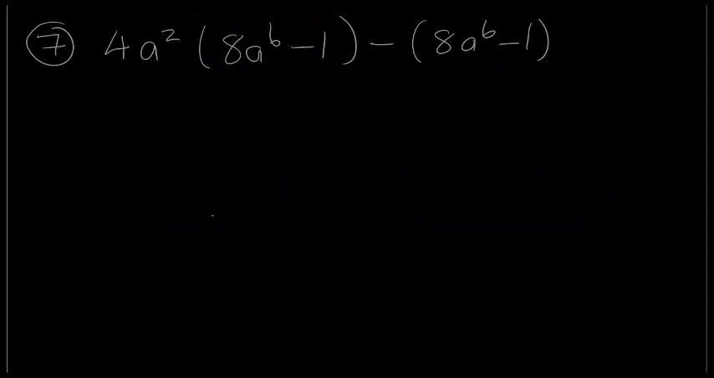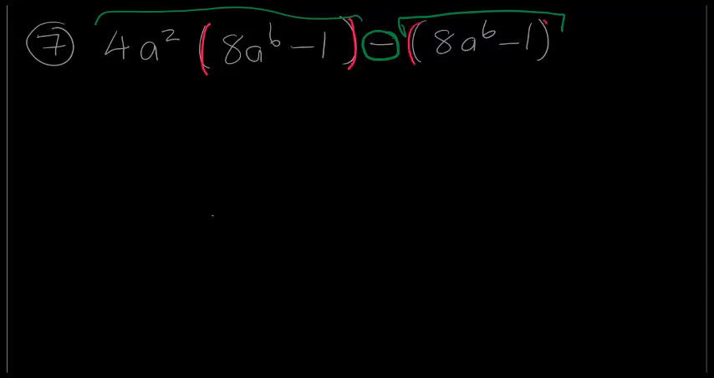Question 7, we have 4a² multiplied by (8a⁶ − 1) minus (8a⁶ − 1). So again, this is the separator of our terms, so we've only got two terms, and the common factor in the two terms is going to be our bracket, right? So we are going to take out 8a⁶ − 1. That is our common factor.